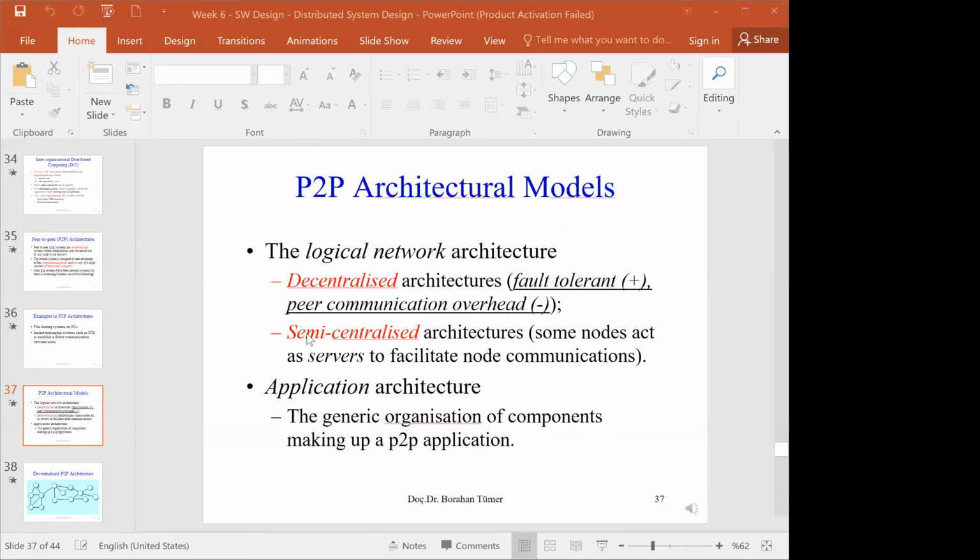There are also semi-centralized architectures to the peer-to-peer architectural model. Some nodes act as servers to facilitate node communications, and this can avoid the disadvantage, that is peer communication overhead, a little, the semi-centralized ones. And there's also the application architectural level of peer-to-peer architectural models. Here, the generic organization of components make up a peer-to-peer application.